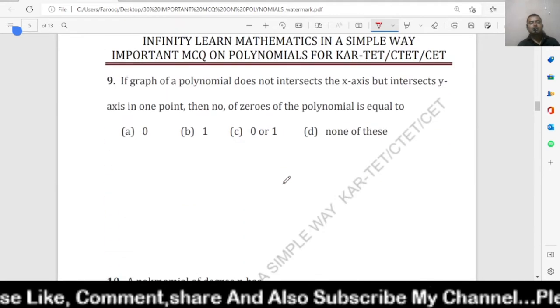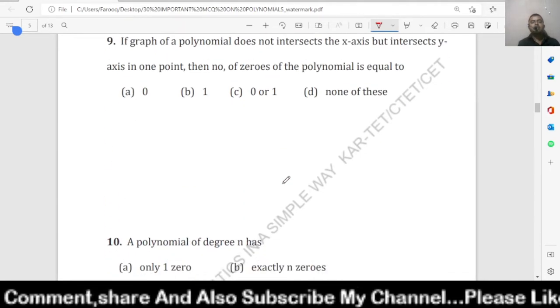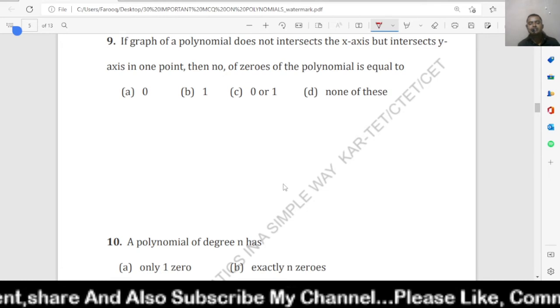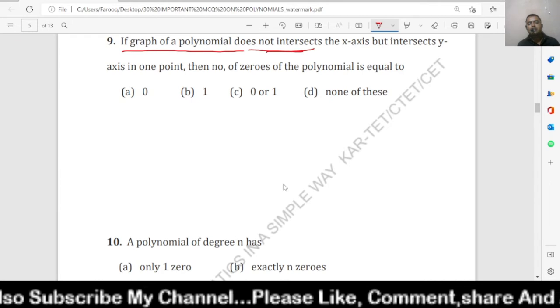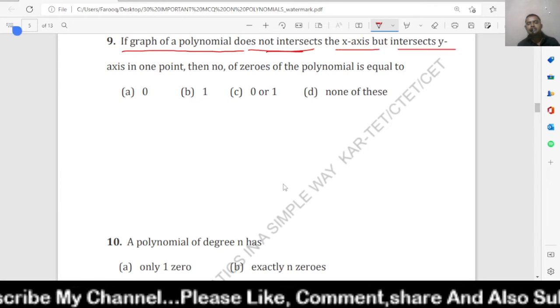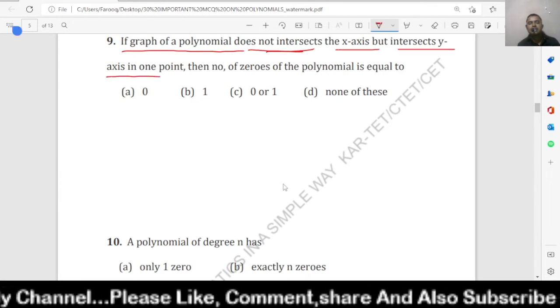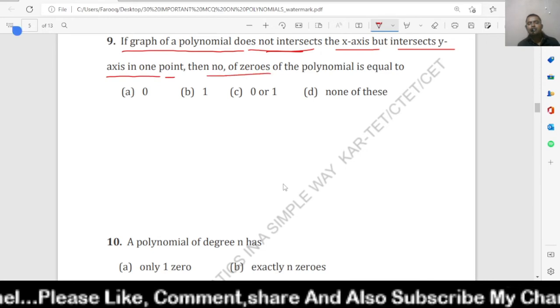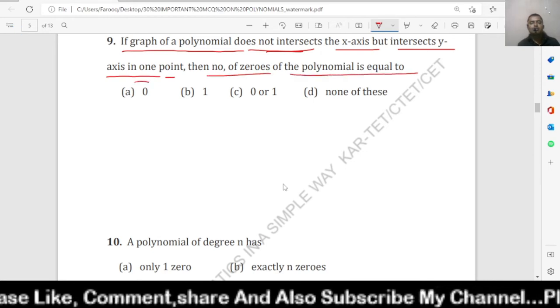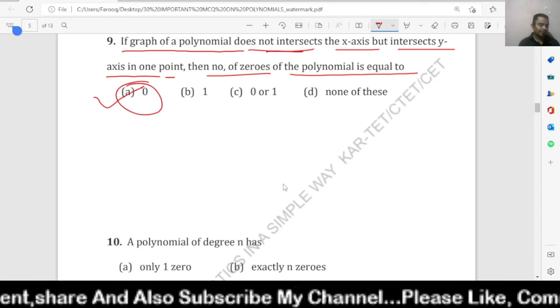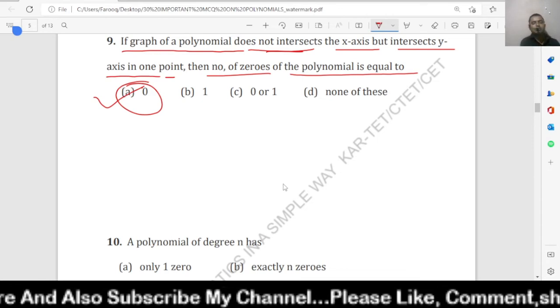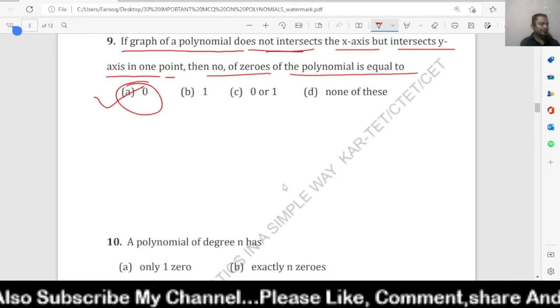Yes. Question number 9. If the graph of a polynomial does not intersect the x-axis but intersects the y-axis in one point, then the zero of the polynomial is 0 itself here. The zero of the polynomial is 0, because it cuts the y-axis.